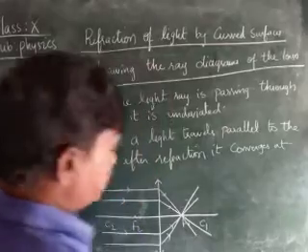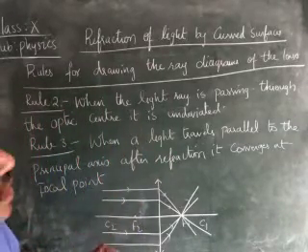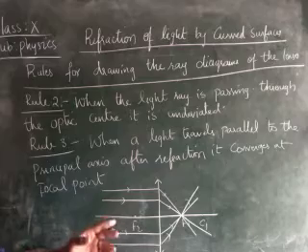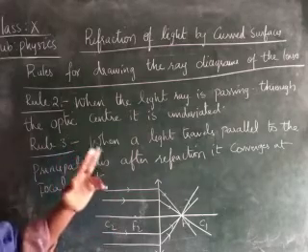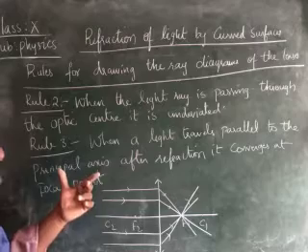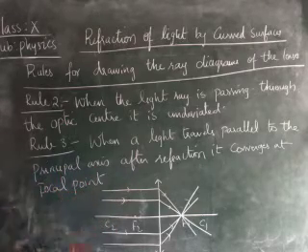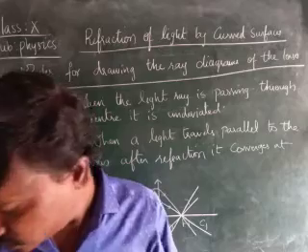Okay children, the first rule is that when the light ray is passing through the principal axis, it is undeviated. The second rule is that when the light ray is passing through the optic center, it is undeviated. The third rule is that when the light ray travels parallel to the principal axis, after refraction, it converges at the focal point, children. Next, fourth rule.